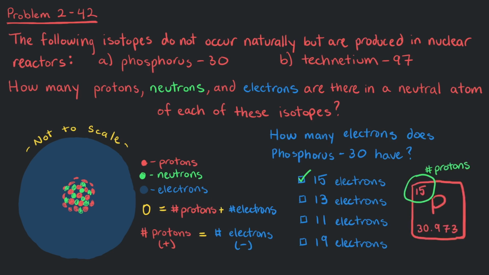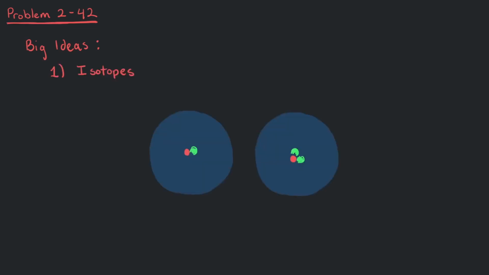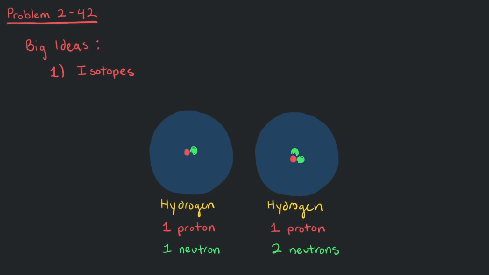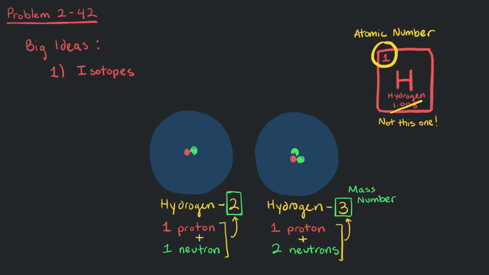Now that we've broken down how to find the number of protons, neutrons, and electrons in phosphorus-30, let's talk about the big ideas behind solving these types of problems. First, remember that isotopes are atoms of the same element with different numbers of neutrons. The key numbers to focus on are the atomic number, which tells us the number of protons, and the mass number, which tells us the total of protons and neutrons.